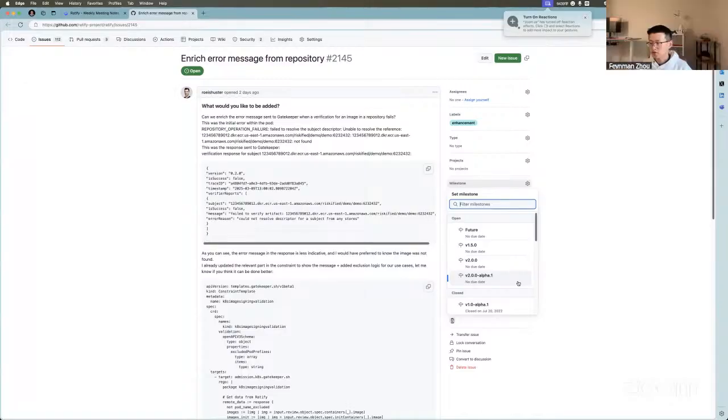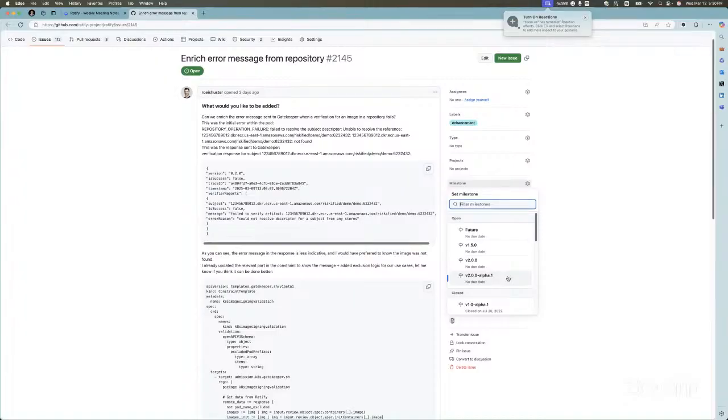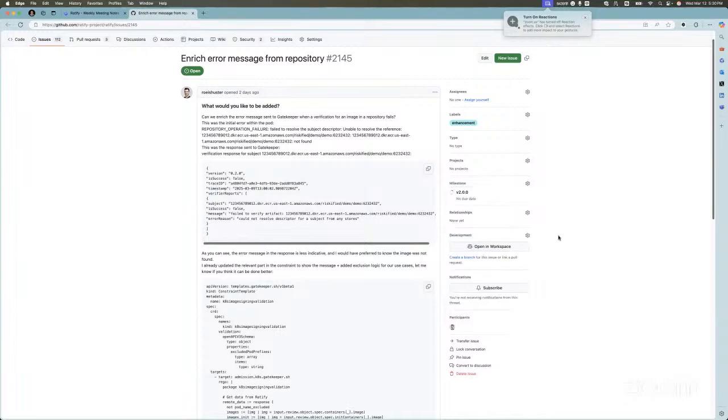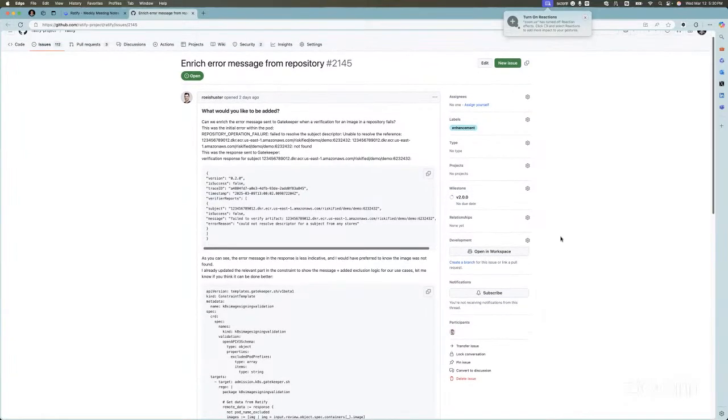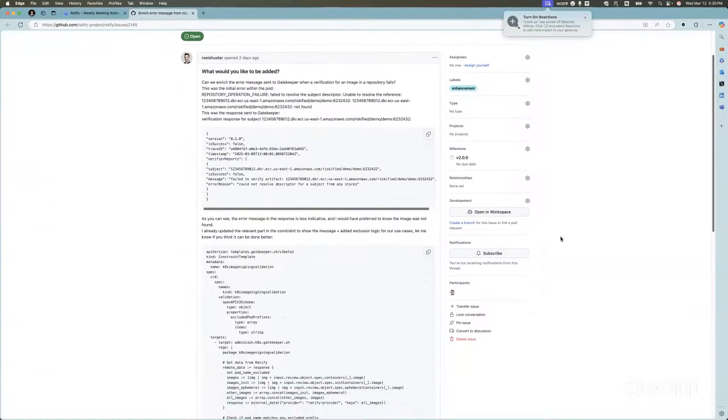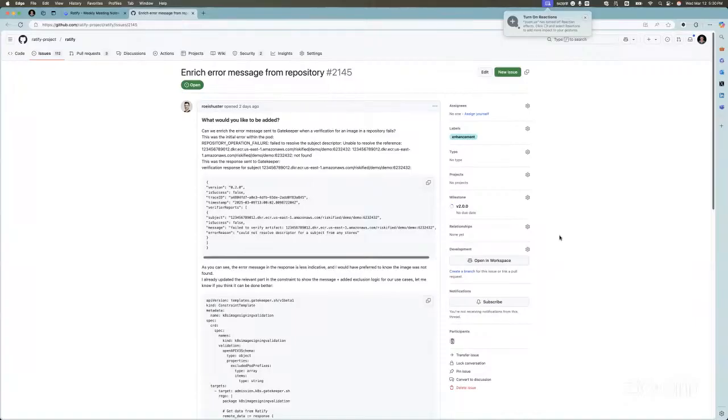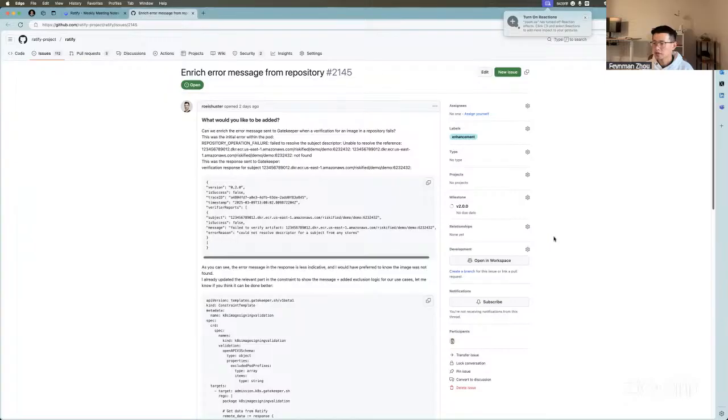Any concerns? If not, I will put it in V2.0 alpha 1, as we do not have a 1.5 milestone anymore. I suggest we first put it under V2. Then later on we can decide in which phase, because V2 will take some time, right? So we will start with alpha.1. As this is a tiny improvement to the error message, I guess it can be fixed very shortly.